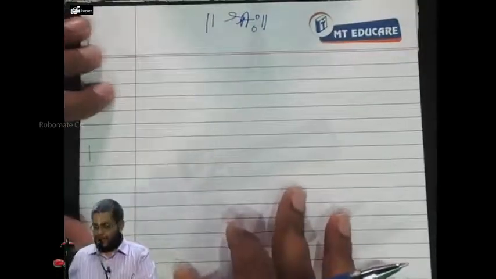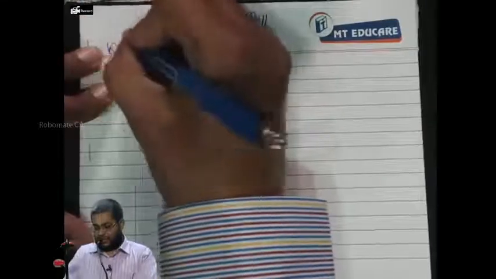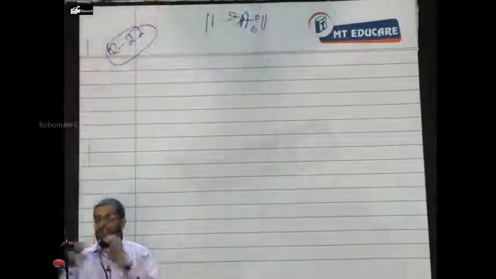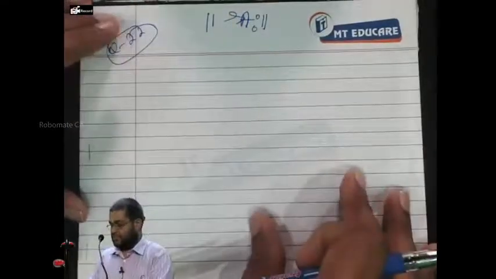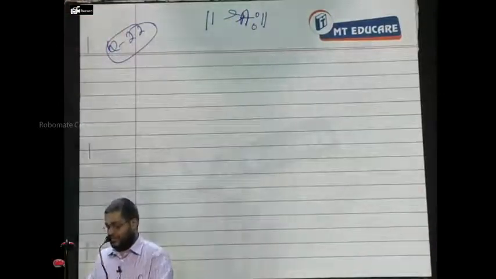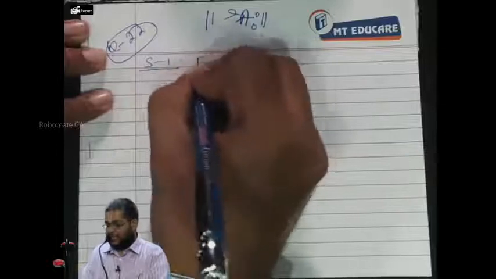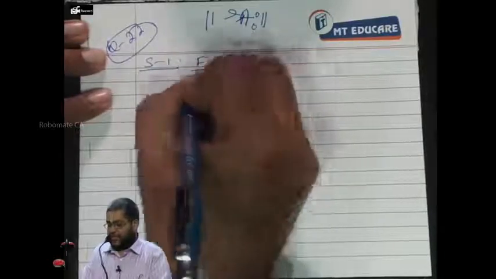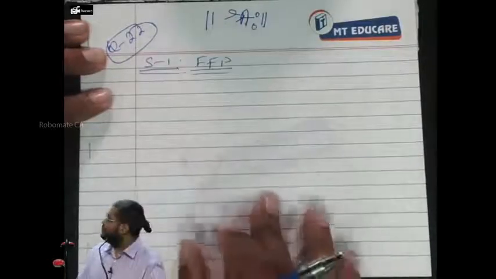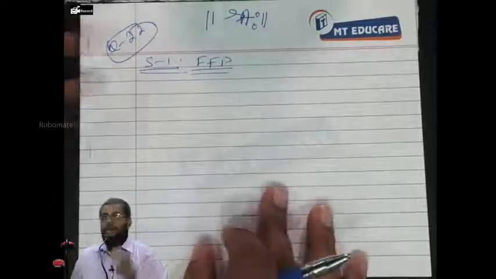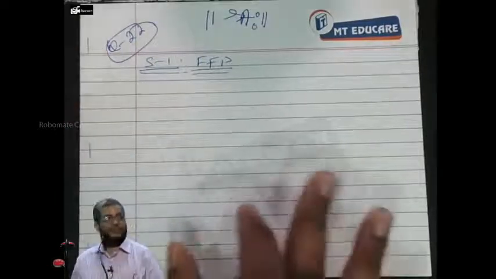Tell me the question number. Question number 22. Let's do it together. Question number 22. Okay. Step 1 is fair futures price. Step 1, fair futures price.